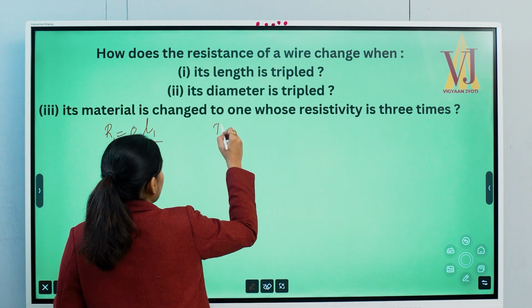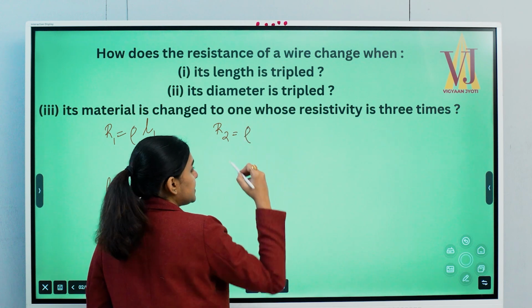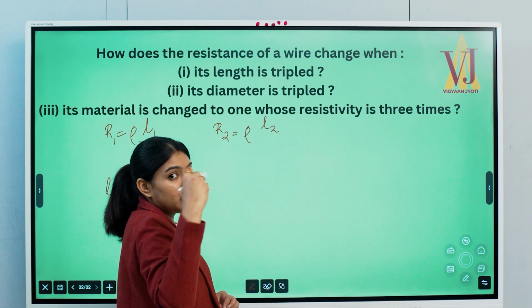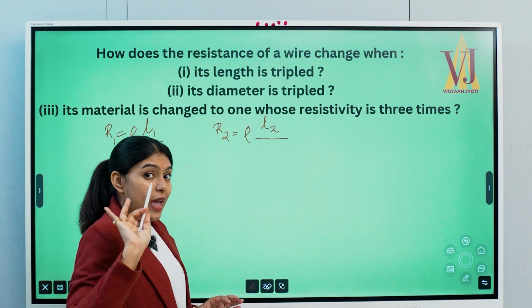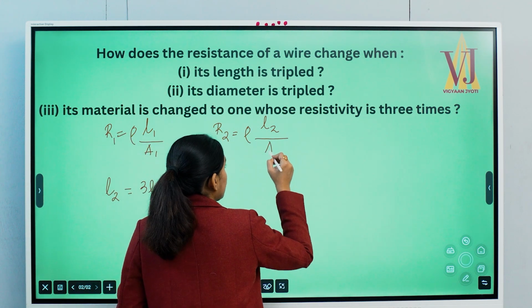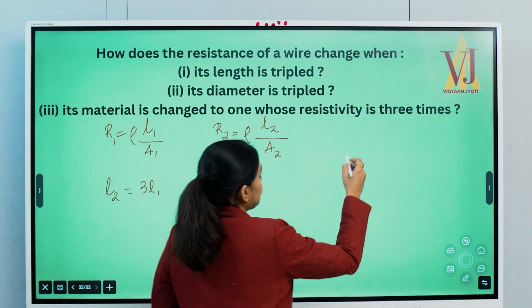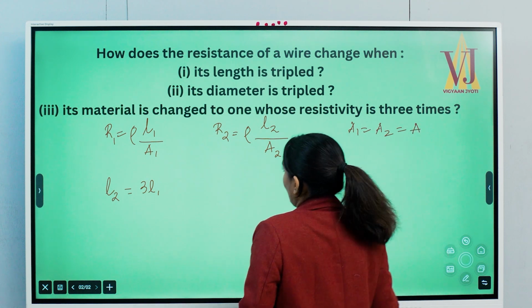So how are we going to write the resistance in case 2, or scenario 2? Resistivity is the same because we are not changing the material. Now L2, because we have changed the length. Did we change the area for the first part? No, we haven't. So let it be A, though it's A1 here. So we can just write that A1 equals A2 equals A.